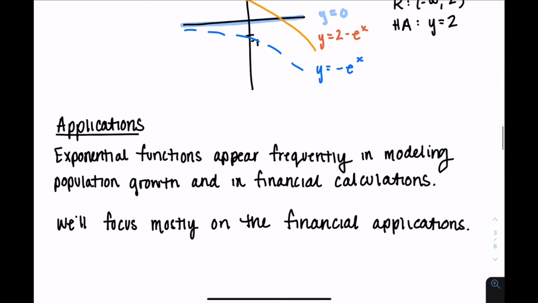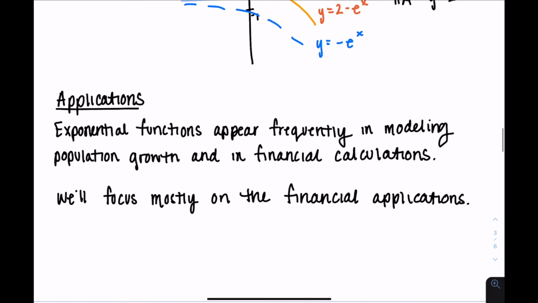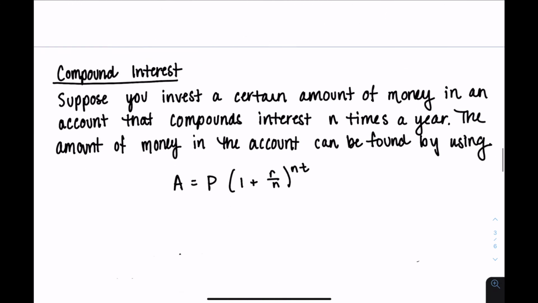So the really nice thing about these exponential functions is they appear a lot of times in population growth and also in financial calculations. So we're typically just going to focus on the financial applications, but you can talk about a lot of populations like rabbits. Rabbits double pretty quickly because they're constantly giving birth to new babies. So you can model that with an exponential function. But we're just going to focus on two types of financial applications, the first one being compound interest.